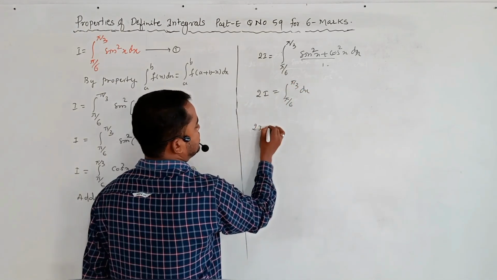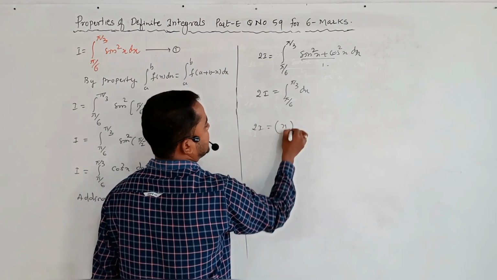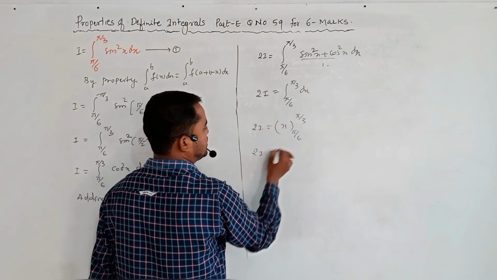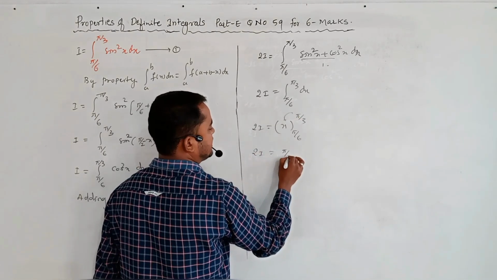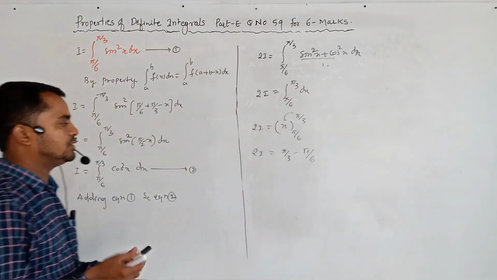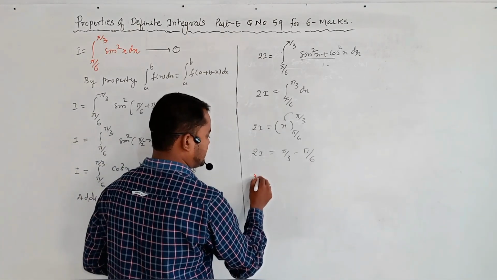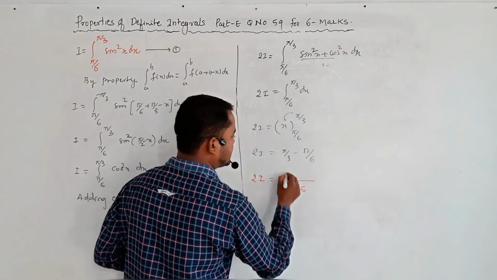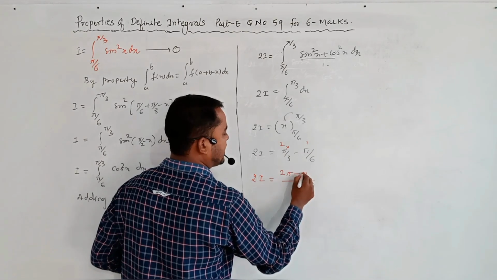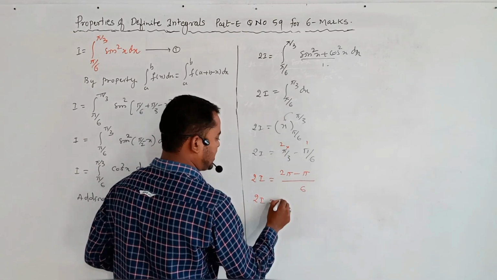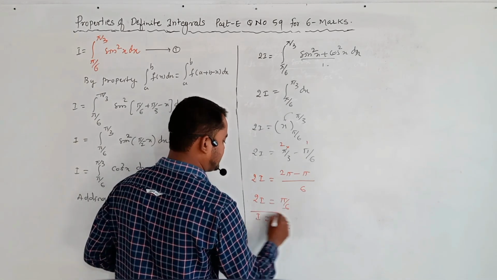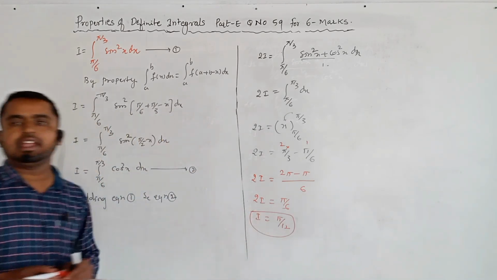Then 2I is equal to what? x between the limits 5π/6 to 5π/3. Then 2I is equal to upper limit, that is 5π/3 minus 5π/6. Then 2I is equal to, this is 2 and this is 1, 2π minus 5... then 2I is equal to 5π/6. Then I is equal to what? 5π/12.